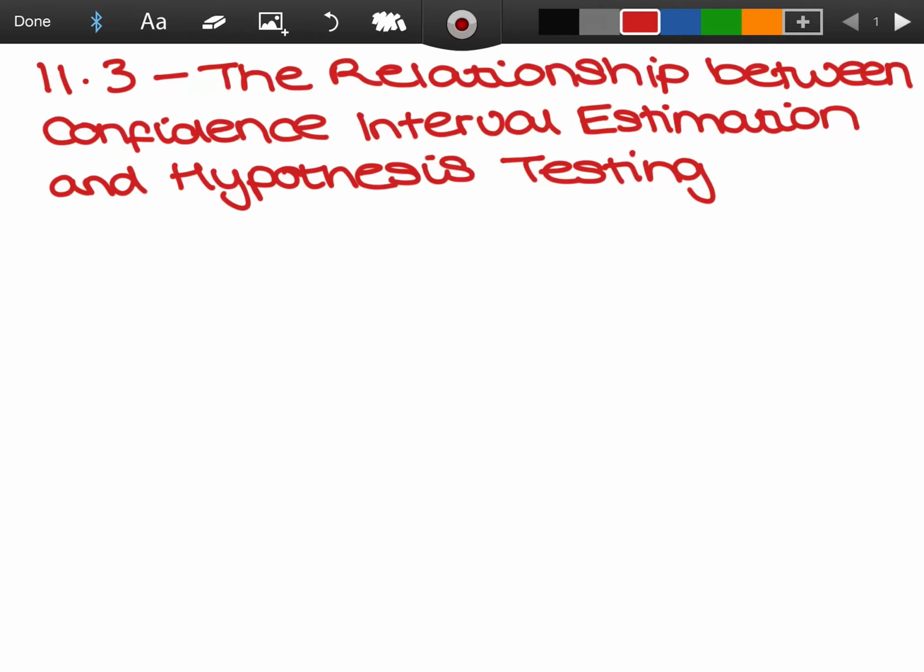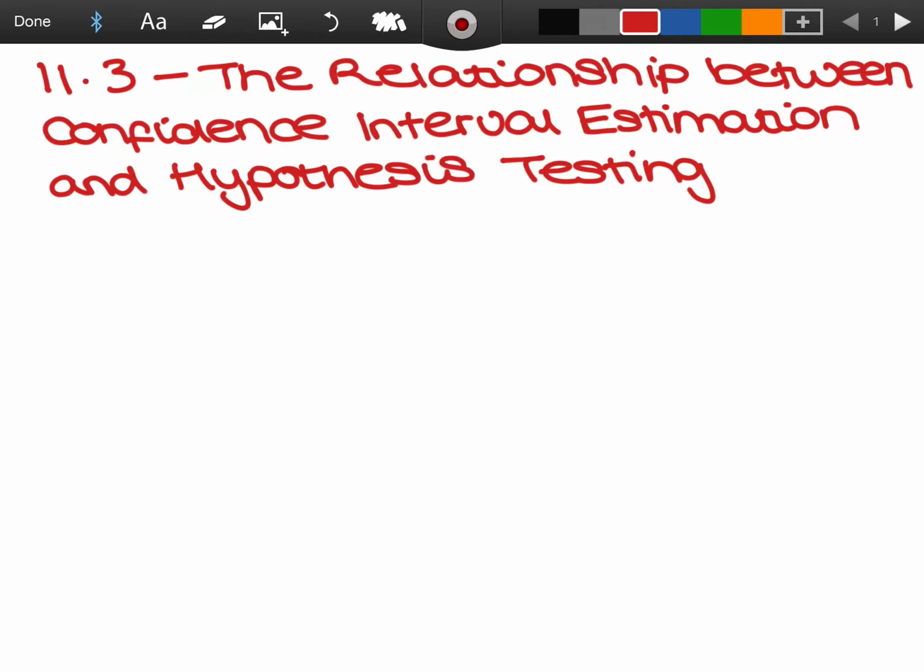So in today's video, we're going to combine what we have just learned about hypothesis testing with what we learned in chapter 10 about confidence intervals. The two are actually related when you look at a two-sided hypothesis test, or a two-tailed hypothesis test, okay?